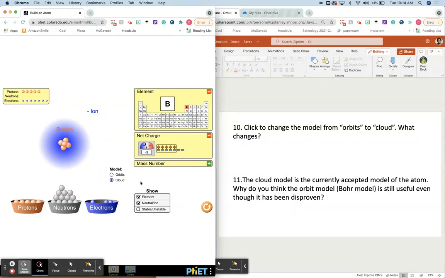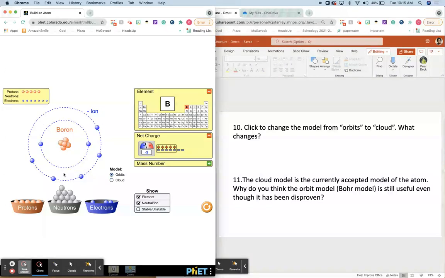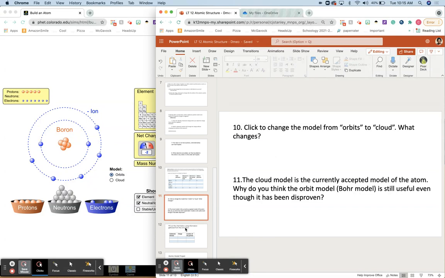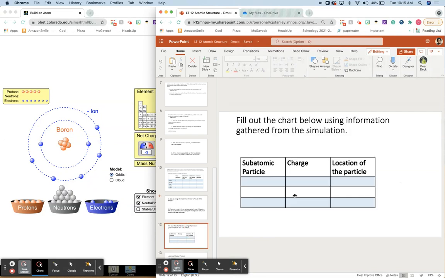Now let's talk. It says the cloud model is currently the accepted model of the atom, which means it's more accurate. Why do you think that this model is still useful? Why would this model still be useful? Go ahead and put your guess in. Good work.